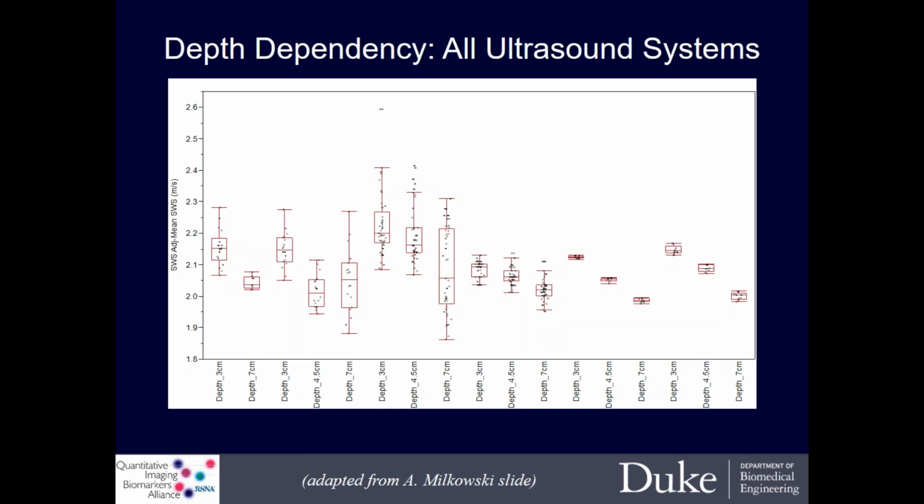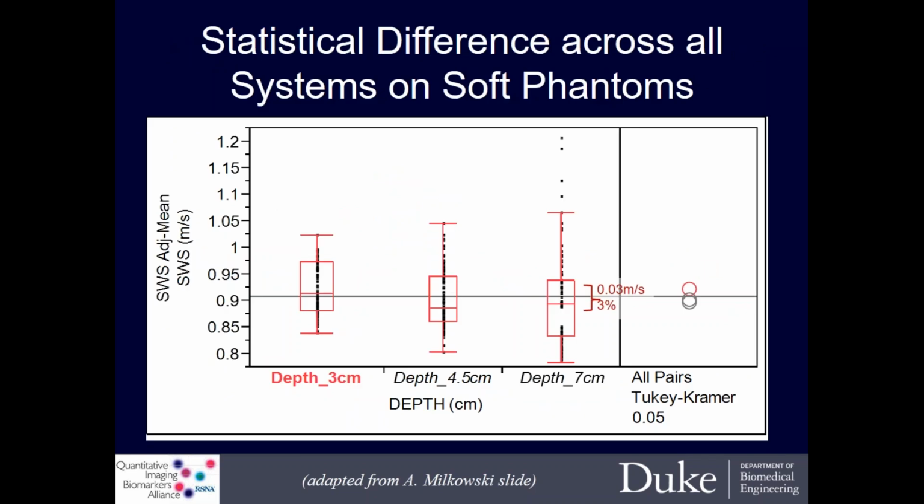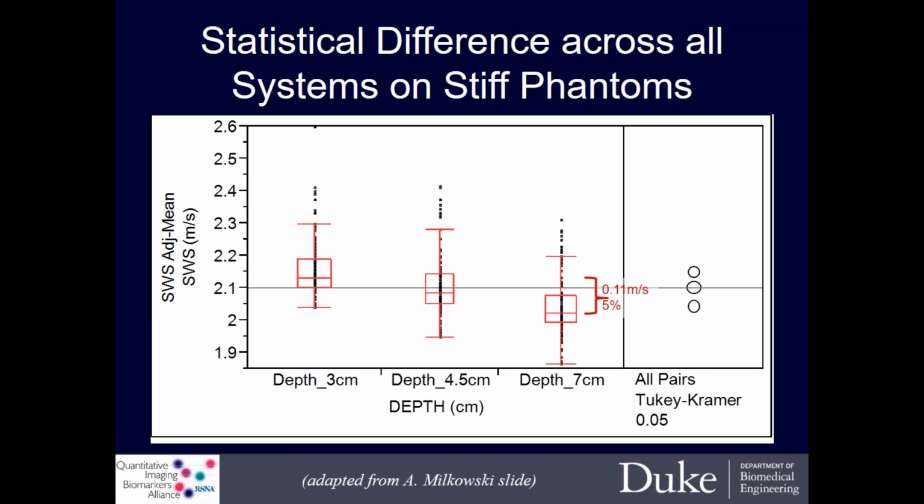That was very repeatable through different systems, though the absolute location of the speeds reconstructed with each system varied a bit. Again, looking now in aggregate across all the systems as a function of focal depth, you could see approximately a 3% change with all the systems combined. Again, there are large boxes associated with all the different other variability across the systems, but you still could see this apparent trend. The stiff phantoms also showed the same trend.